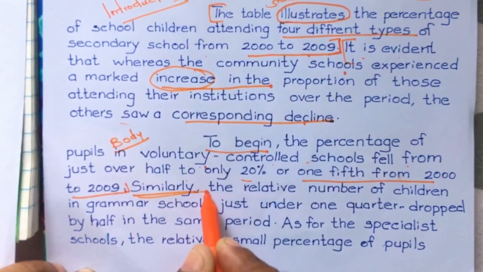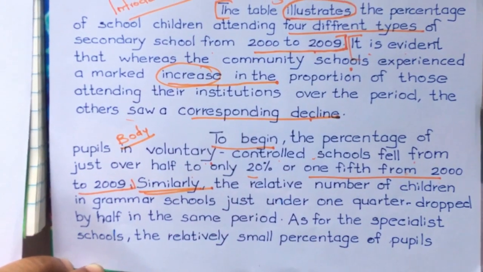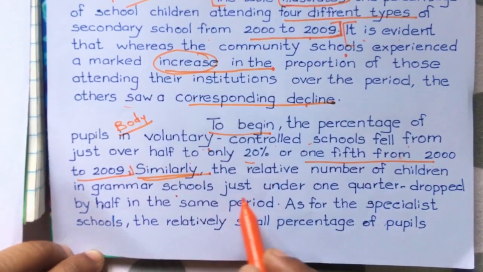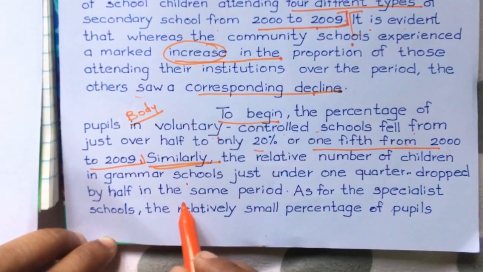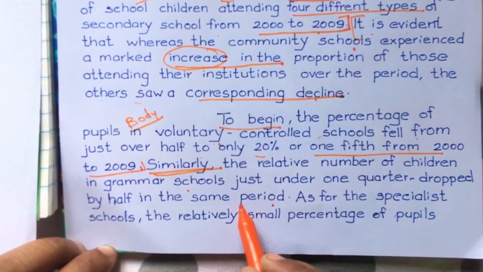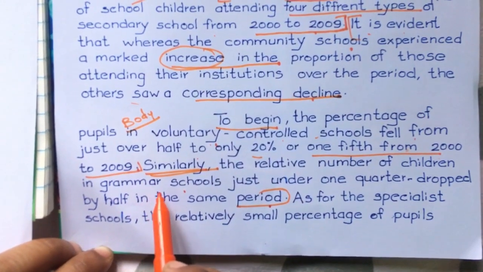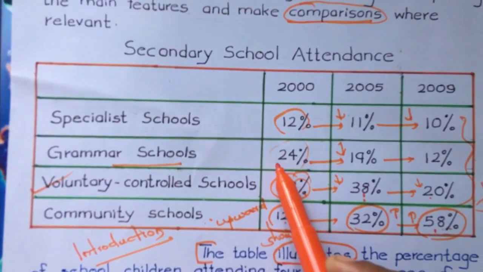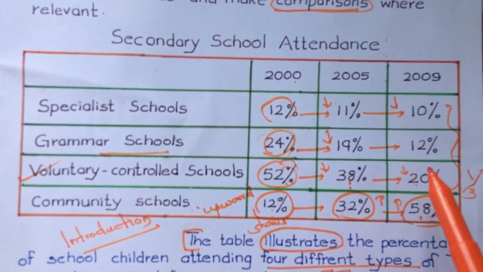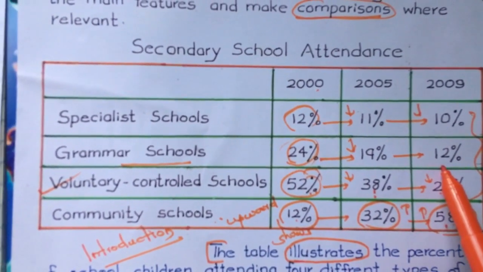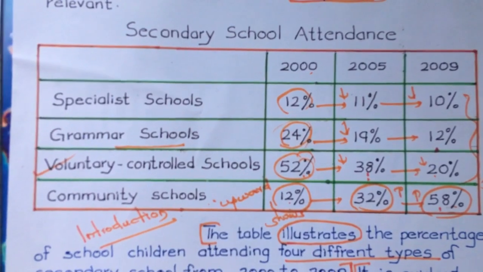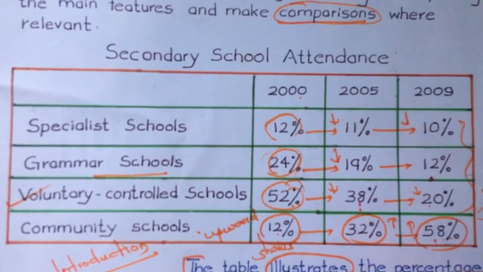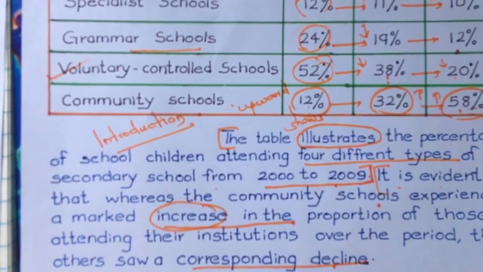Similarly, again I have used a collective over here because I am going to talk about a somewhat similar idea. The relative number of children in grammar school, just under one quarter, dropped by half in the same period. So I am going to talk about the grammar school as well. See over here, the grammar school is also showing the same trend. It was 24% in 2000 and it dropped to 12%. So that means there is a decrease. Exactly 50% decrease in attendance from 2000 to 2009. So that's the trend I have given.